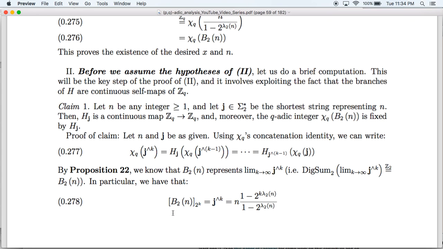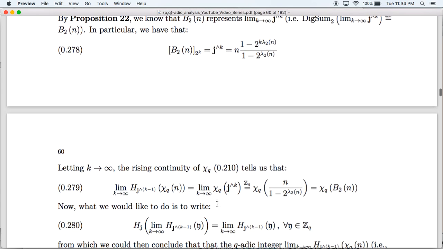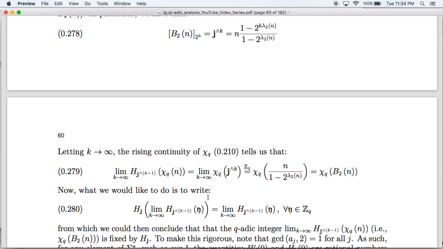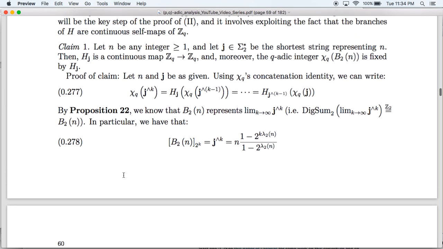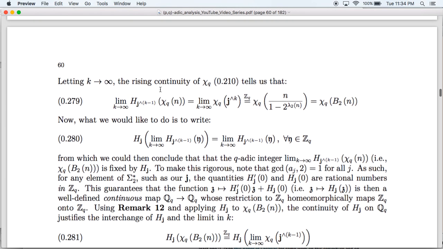And once again, B2 of n mod 2 to the k is what we get when we concatenate bold J with itself k times. Once again, we use rising continuity. So here, watch where everything goes. We take the limit as k approaches infinity in this equality.